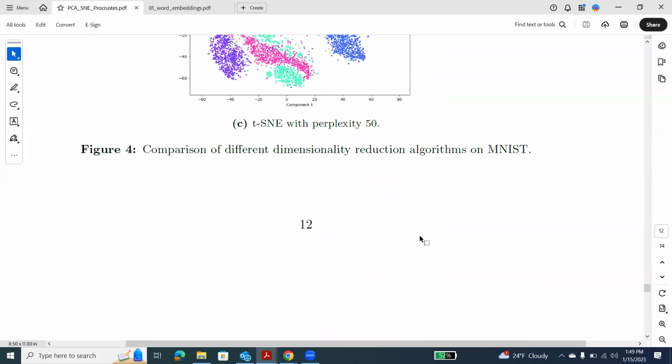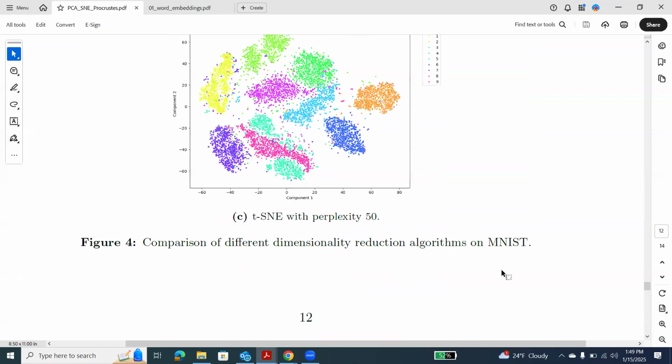Okay, I think we can stop here. Next time when you use t-SNE in homework or in practice, you will understand the parameters, like what perplexity does.